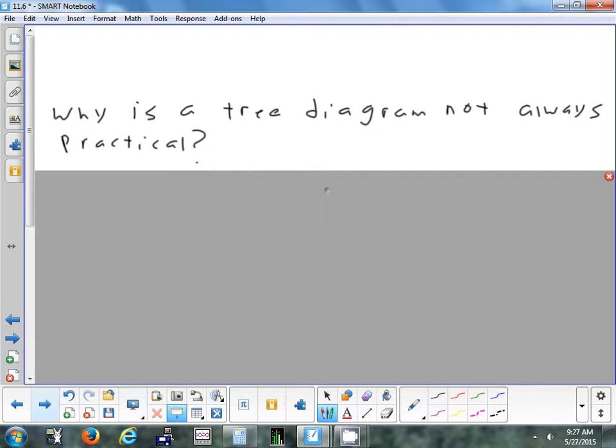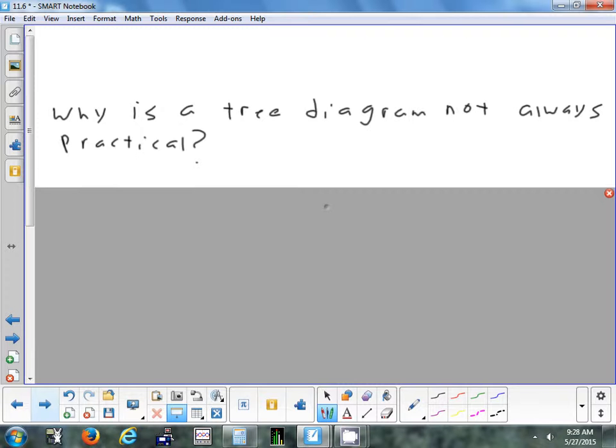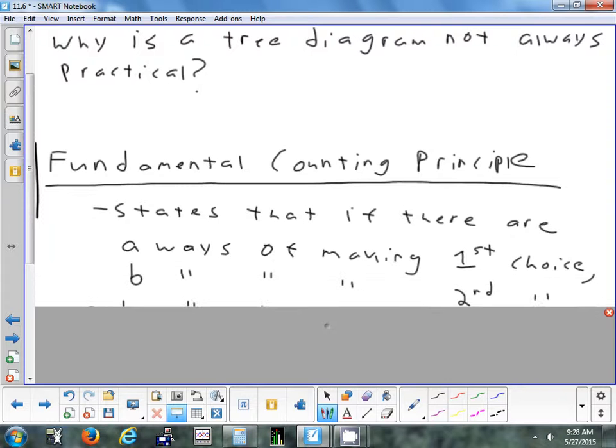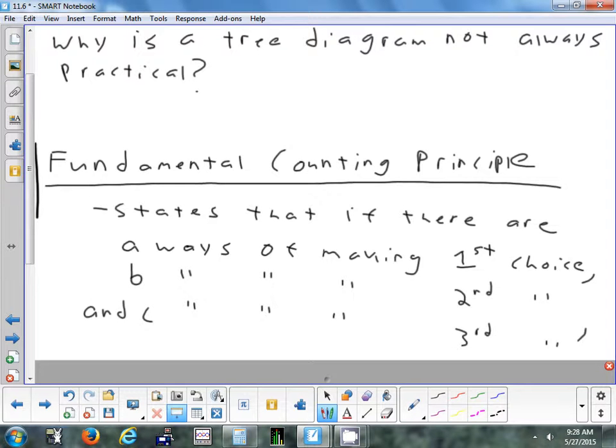Imagine I gave you a problem about license plates. I said, there's four spaces on the license plate, and they're all letters, and the letters could repeat. So now you have 26 choices for the first letter, and then no matter which letter you pick, you have 26 more choices, so the tree is going to get huge. So it's not always practical. All right, so this principle is going to help us to figure out some types of problems where you have to count the number of ways something can happen.